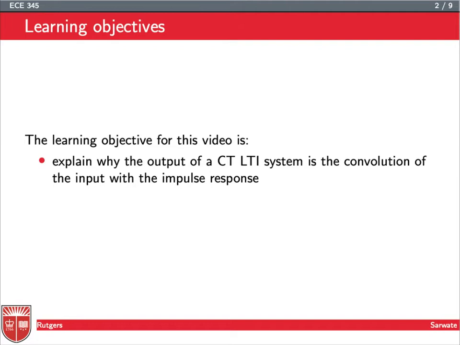So for this starter, we just want to see why the output of an LTI system is the convolution of the input with the impulse response. This is a very important fact about LTI systems.